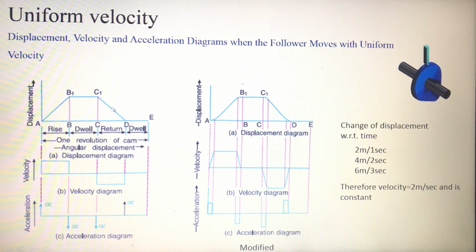Next, C1 to D, it is returning. At that time again the velocity is constant, so you get linear displacement. Again D to E is dwell, the resting condition, so there is no velocity. Fine, I think you understood the displacement drawing when the velocity is uniform. Now we'll go to the acceleration. What do you mean by acceleration? Velocity divided by time is called acceleration.